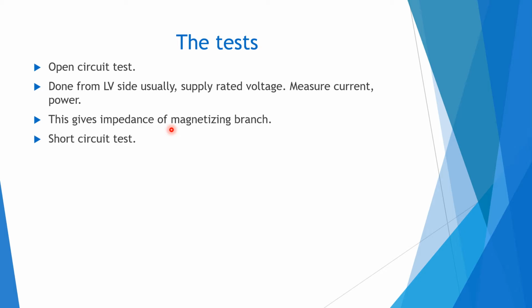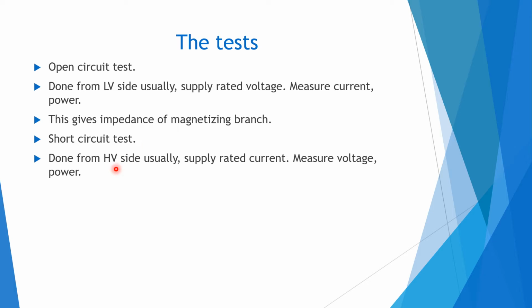The second test is the short circuit test. In this, it is done from the HV side and you supply rated current and you short circuit the lower voltage side. So you apply the rated current from the HV side, short circuiting the lower voltage side, and now you are measuring the voltage across the HV side and the power across the HV side. Here, the magnetization branch has a very high impedance, and there is a parallel path available through the low voltage side, which has a very small impedance compared to the magnetization branch. So here we ignore the magnetization branch and say that only the impedances of the primary and secondary come into the picture.